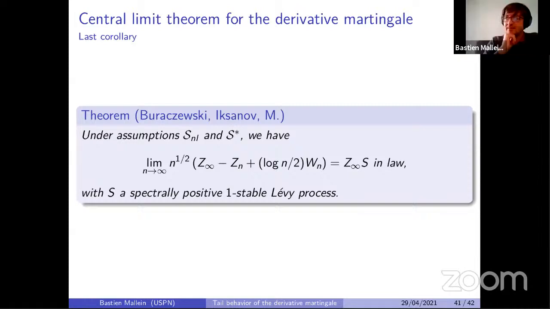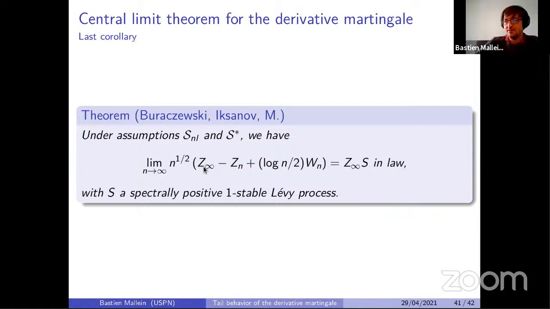So just a last remark is that with the nice tail that we get on the integrated tail function of the derivative martingale, we also obtain a small central limit theorem for the convergence of the derivative martingale. I say small with respect to the result of Pain and Maillard, which had the central limit theorem at several positions at the same time.